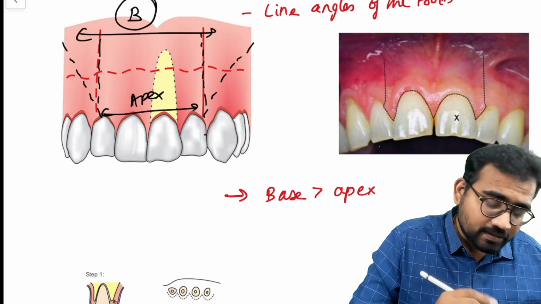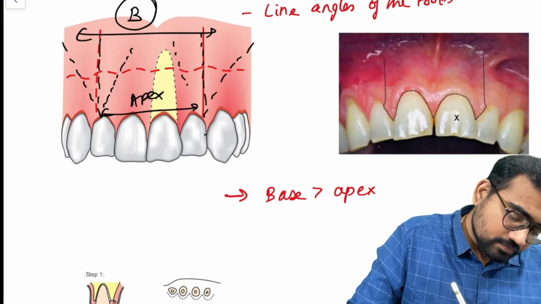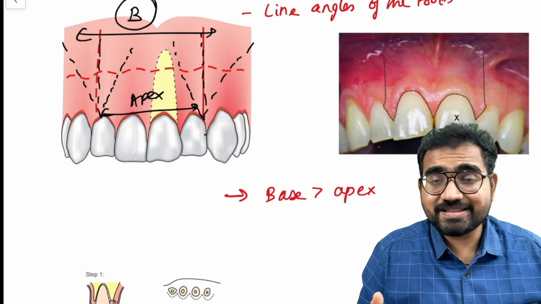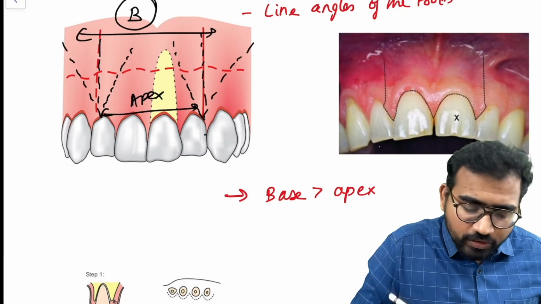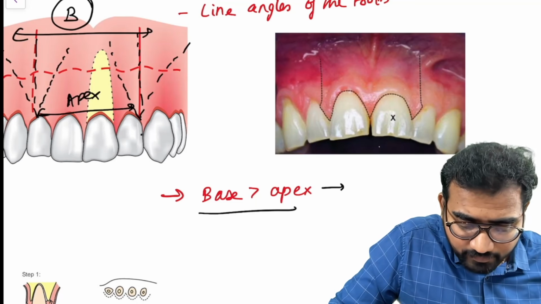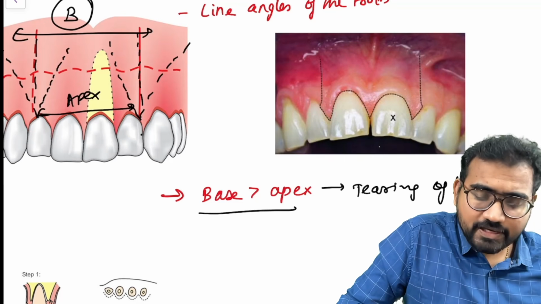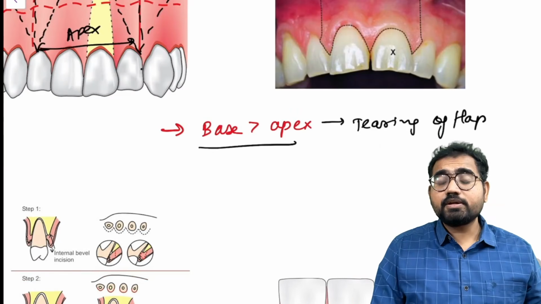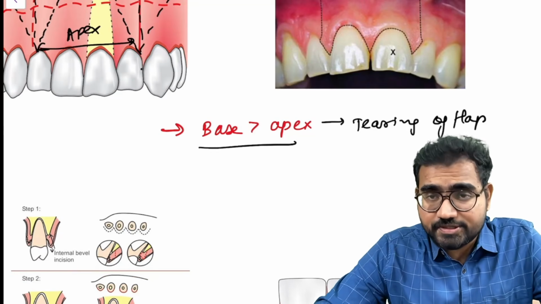Okay, but never like this. If I put an incision like this, then the base becomes less than the apex, and that is going to result in compromised blood supply. More importantly, if I don't follow this rule, there is going to be tearing of the flap. Again, if I tear a flap, I have to manage it in a different way, which is a bit difficult. Otherwise, that might lead to recession and sensitivity.